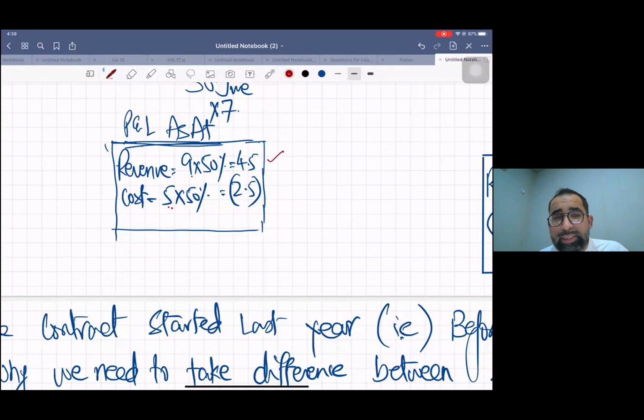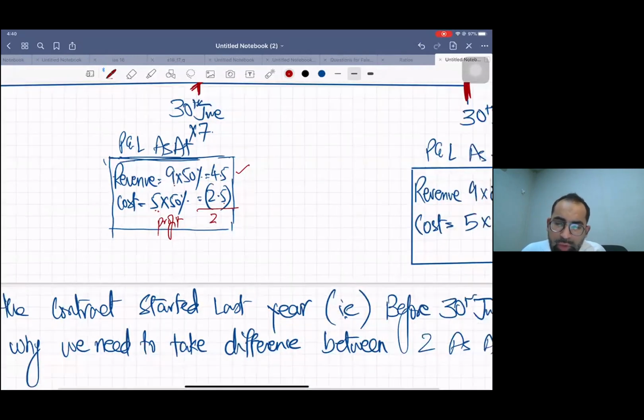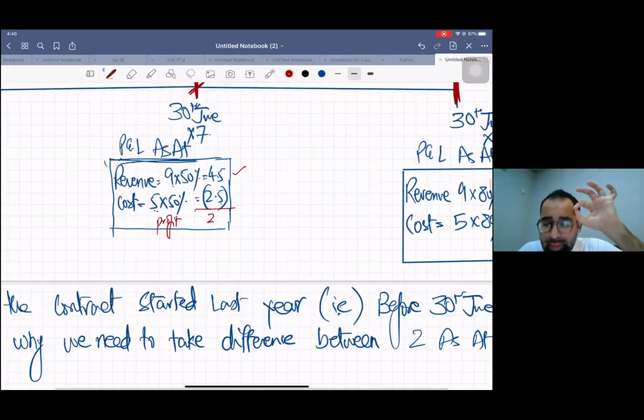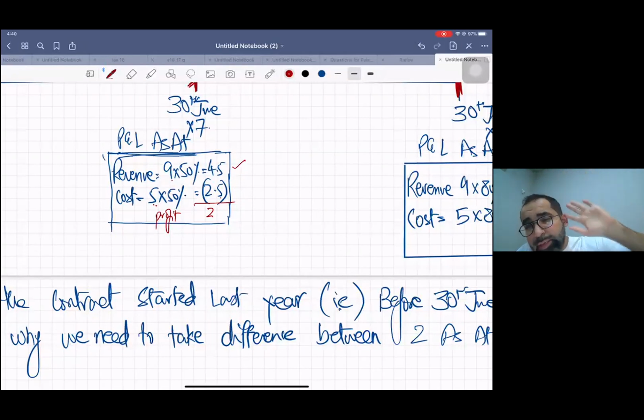5 was the total estimated cost times 50% is 2.5. So this PNL has already been made last year, and this 4.5 and 2.5 has already been booked as at last year. Now let's come to this year.